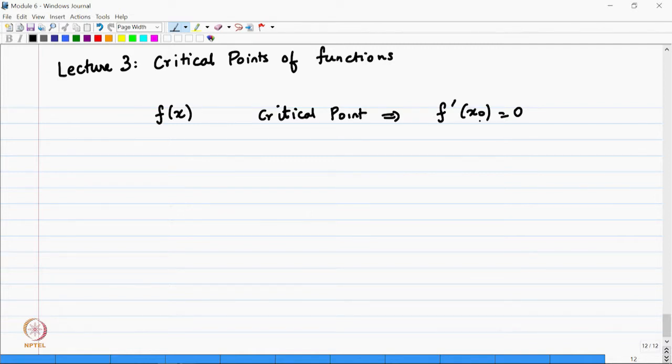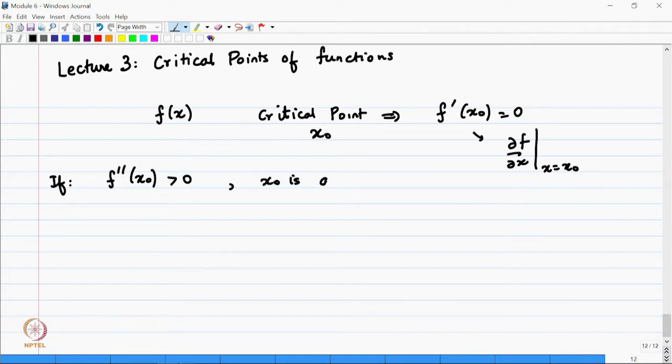So, x 0 becomes a critical point if the derivative at x 0 equals 0. So, f prime of x 0 is a short notation for dou f by dou x evaluated at x equal to x 0. Now, that is a critical point. Now there can be different critical points. So, to know the nature of the critical point, you look at f double prime of x 0. If f double prime of x 0 is greater than 0, then x 0 is a minimum.